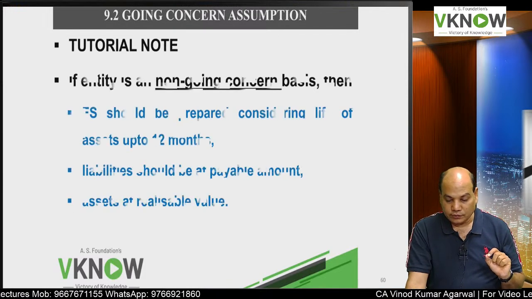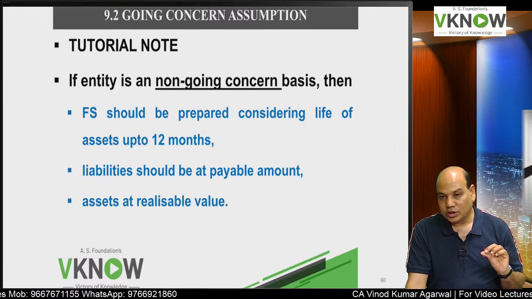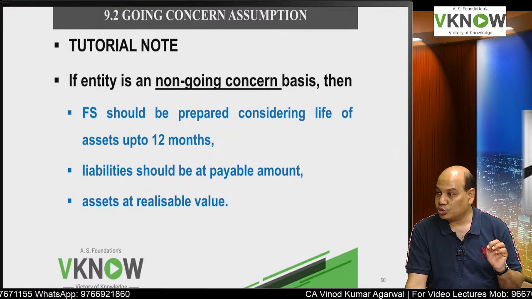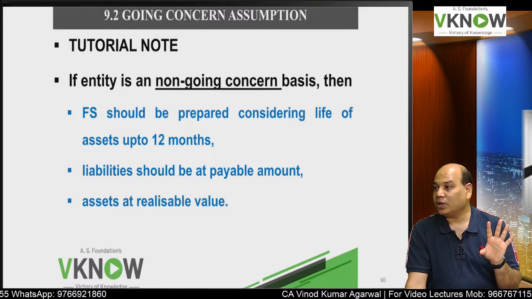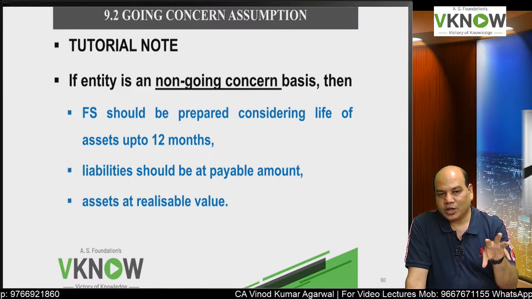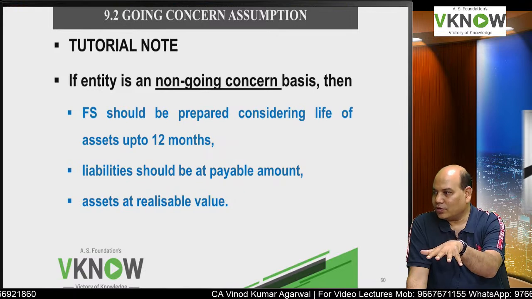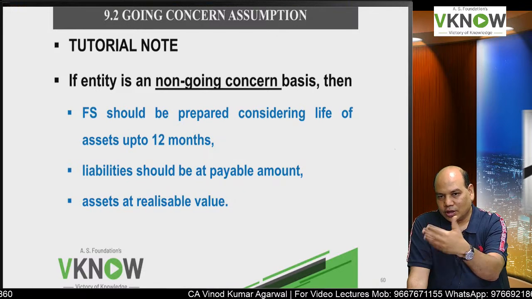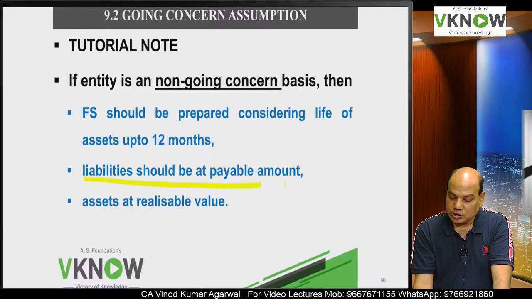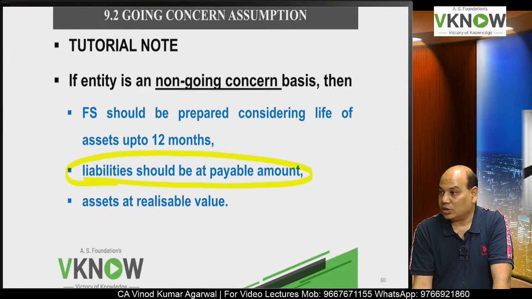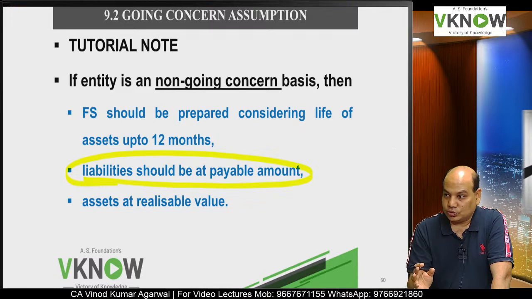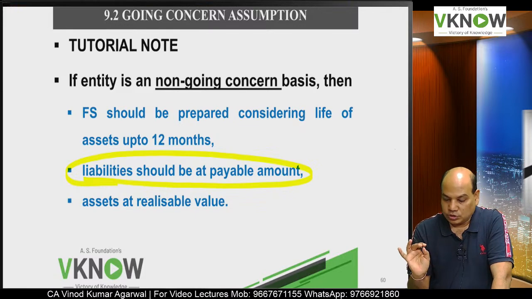Now I have written one line for you. If the entity is not a going concern, then financial statement should be prepared considering life of the asset up to 12 months only. So don't apply depreciation accounting here. Don't look at the useful life. Compare the book value with the realizable value. Okay, and the difference you will transfer to P&L account. Similarly, you have to see how much liability you have to pay on the reporting date now, assuming that company will not continue. So there can be some penalty clause also. All those you will have to consider.